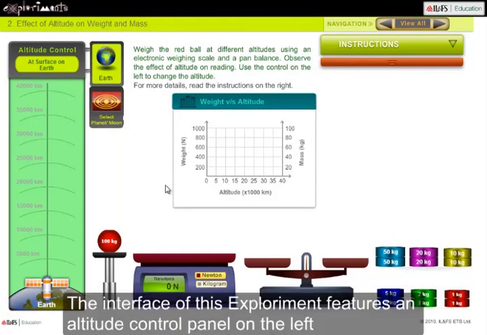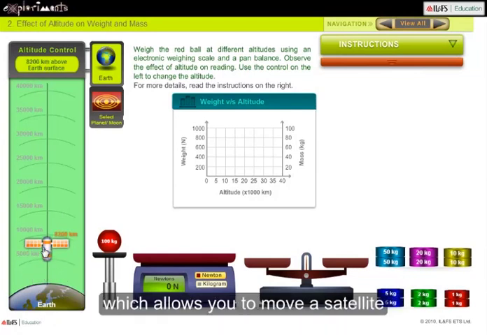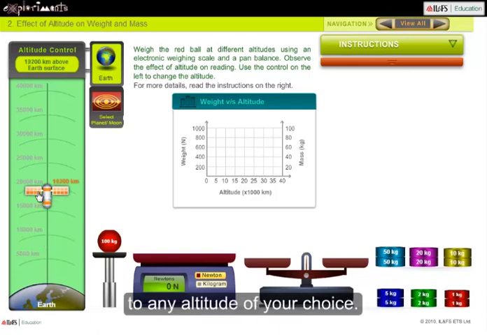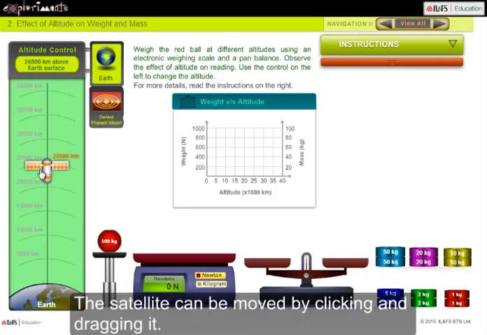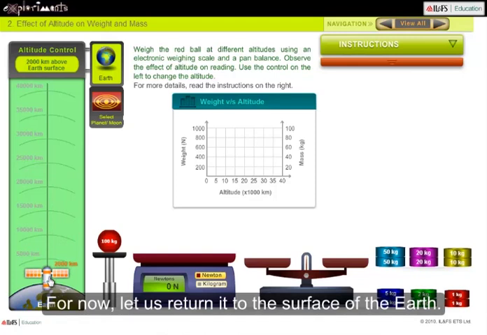The interface of this experiment features an altitude control panel on the left, which allows you to move a satellite to any altitude of your choice. The satellite can be moved by clicking and dragging it. For now, let us return it to the surface of the Earth.